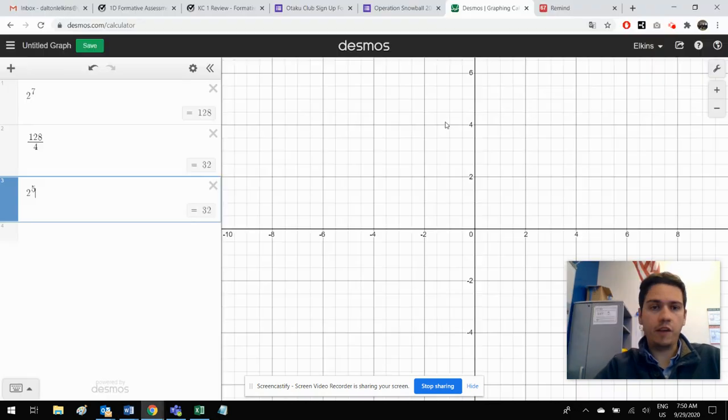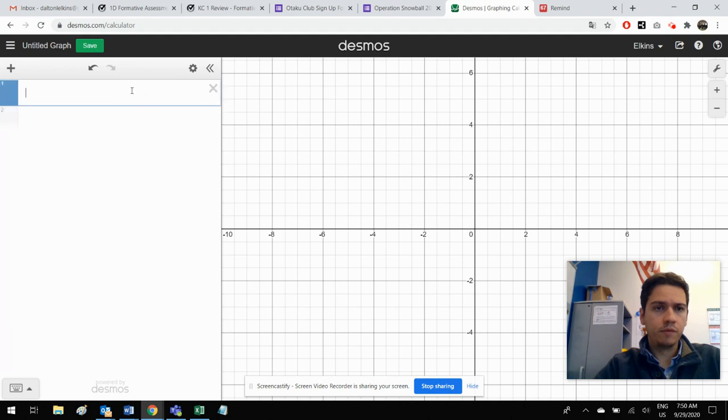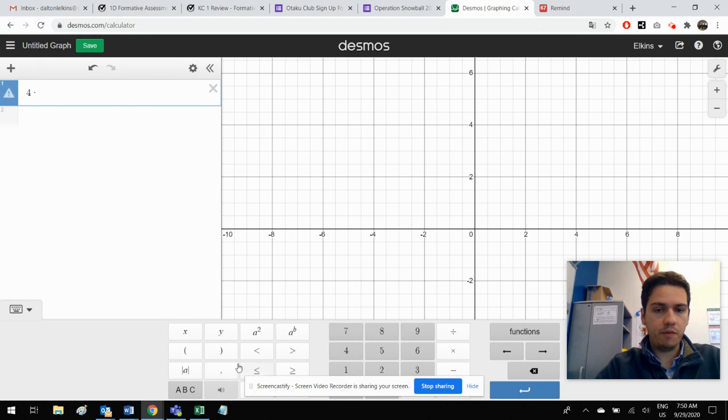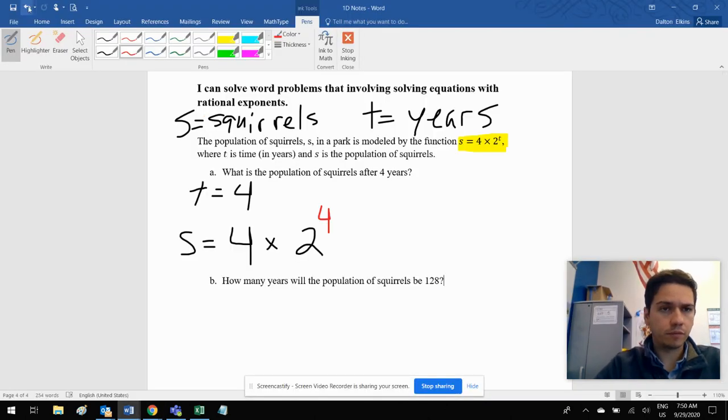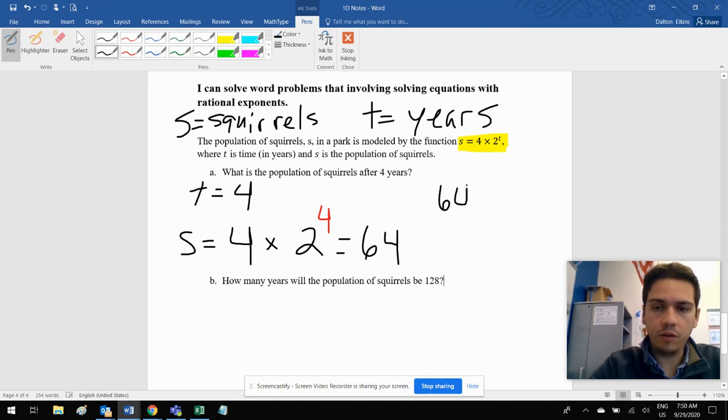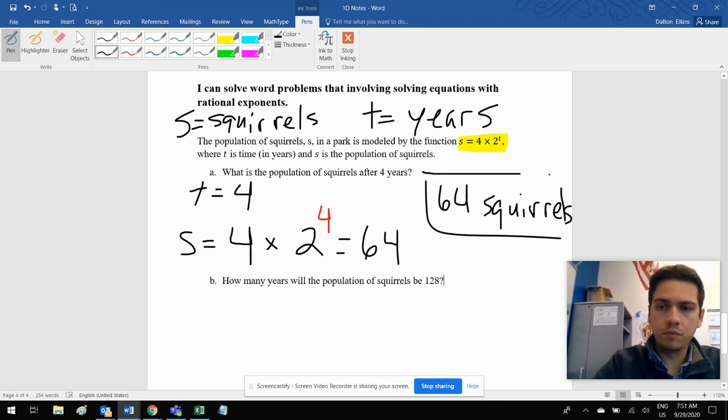So now what you can do is take out Desmos and do 4 times 2 to the power of 4. We get 64. So going back, this is going to be equal to 64. So how many squirrels should we expect? We should expect 64 squirrels. It's a fun word to spell, squirrels.